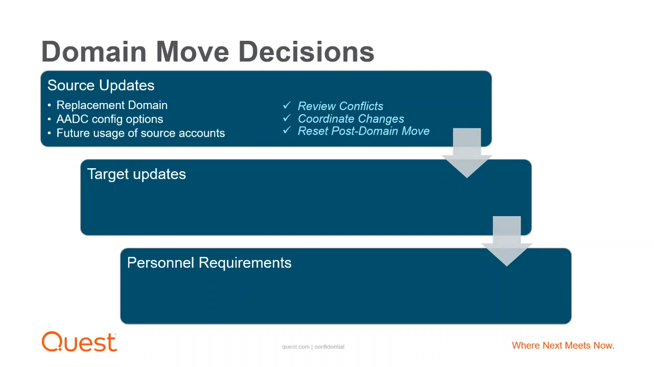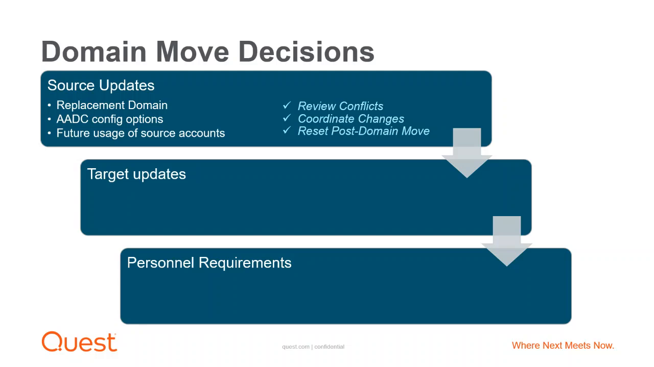When you've chosen your replacement domain, run a check against your environment to identify if these changes will cause any UPN or proxy address conflicts with other objects that might already have those values. And depending on your decision for your Azure AD Connect configuration, coordinate any required changes. The easiest and most common choice is to leave the config as is and let the domain move changes sync up from AD to Azure.